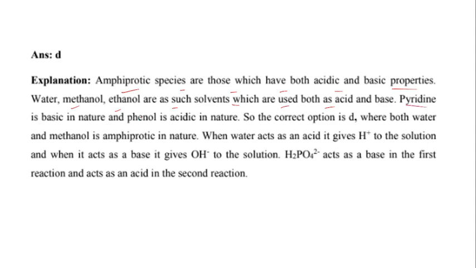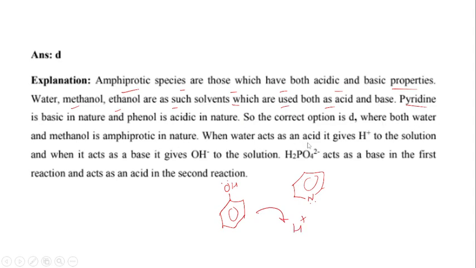Pyridine is basic in nature. So what is pyridine? This is pyridine. Nitrogen has a lone pair, so it will act as a base. Pyridine is basic in nature and phenol is acidic in nature. Phenol also has a lone pair, but it can give a hydrogen ion also. So the correct answer is D, where both water and methanol are amphiprotic in nature.